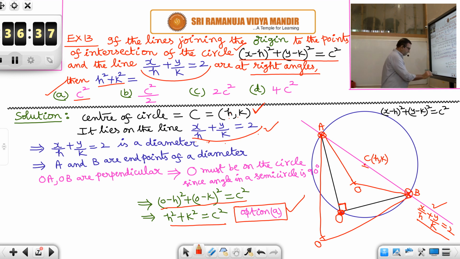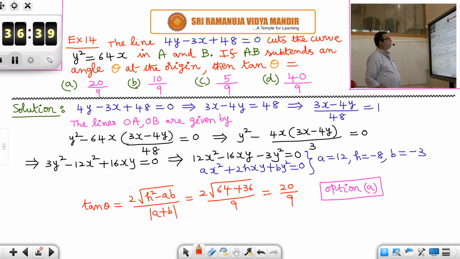Okay. So let us do one more problem. Example 14. The line 4y minus 3x plus 48 equal to 0 cuts the curve, this is a parabola, y square is equal to 64x, in A and B. If AB subtends an angle theta at the origin, then tan theta is equal to. So here the curve is y square is equal to 64x, and the line is as given.